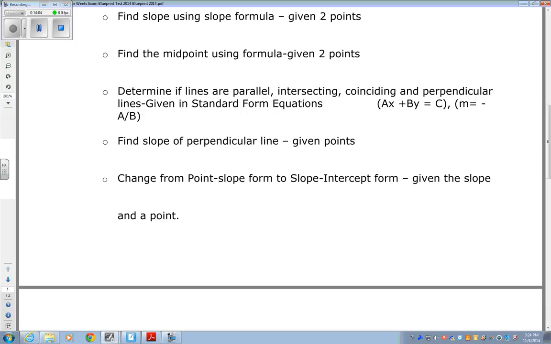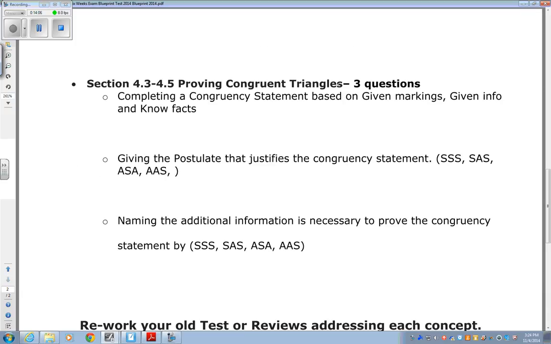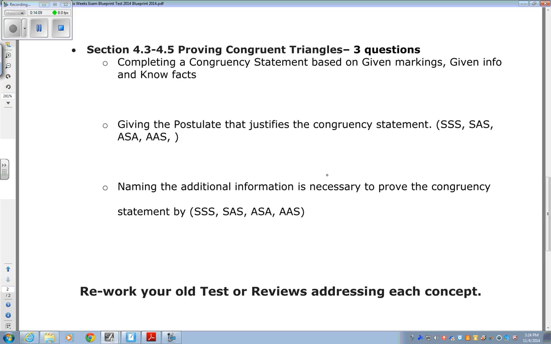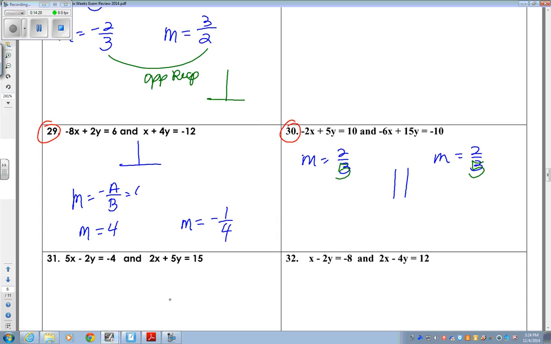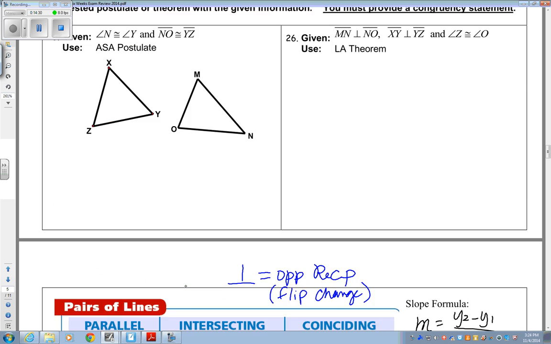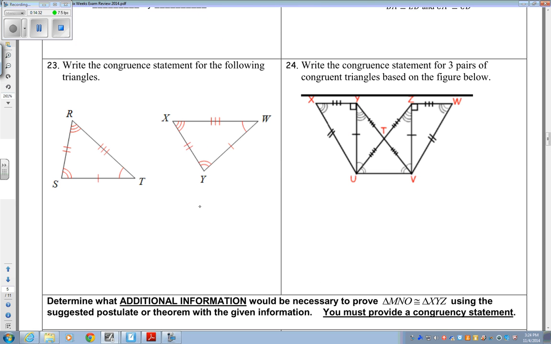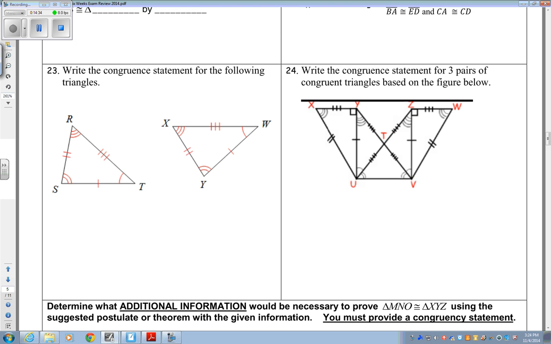We're gonna move on. All right, last section is proving congruent triangles. There's only 3 questions on this. There's one of each type, or you're gonna have one question asking you to complete a congruency statement. So that would be number 24 on your review.